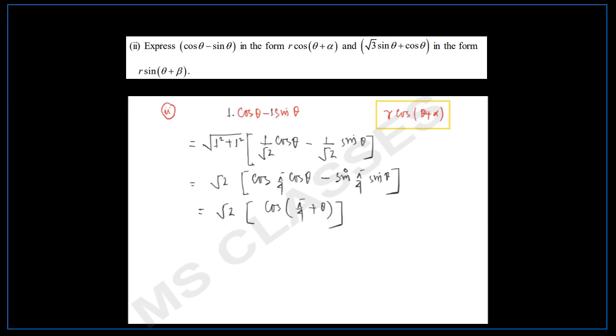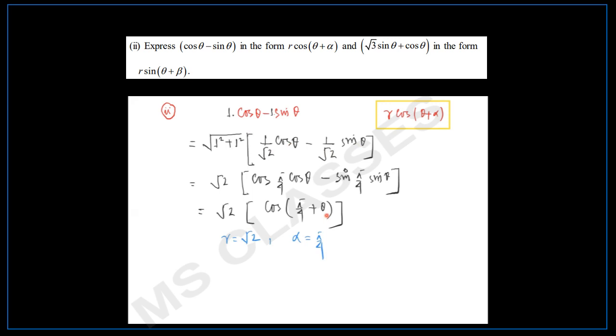That is what is required. They told us to express it in this form, and we have done that. That is R equals root 2, and alpha here is pi by 4. Since it is in terms of cos, both should be in terms of cos or both should be in terms of sine.